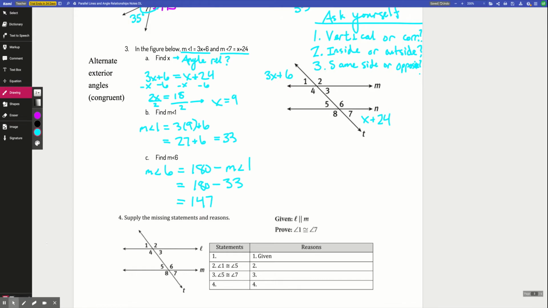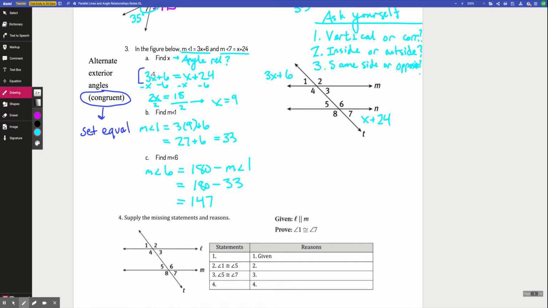All right, y'all, so here we go. Here are your solutions. Right, so the equation that you wanted to write was 3x plus 6 equals x plus 24, because these angles are congruent. So what that means for me when I'm solving an equation is that I need to set those two things equal to each other. Right, that is the rule.